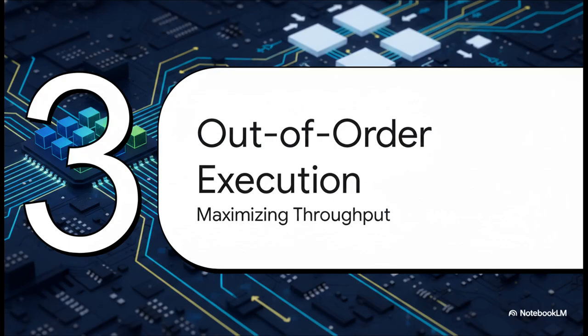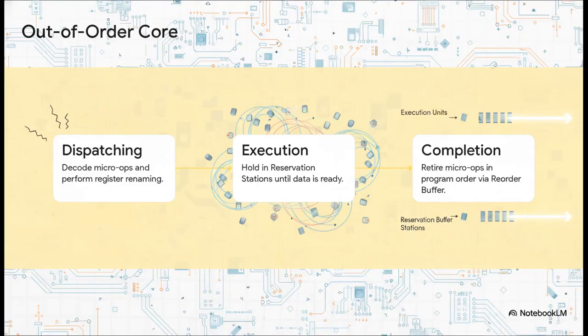Moving on to Section 3, Superscalar Out-of-Order Execution, Maximizing Instruction Throughput. Let's assume our cache hierarchy actually did its job and the data is ready. How does the core maximize throughput? Well, it does it by breaking the rules of sequential programming. The out-of-order core is essentially a micro data flow engine.